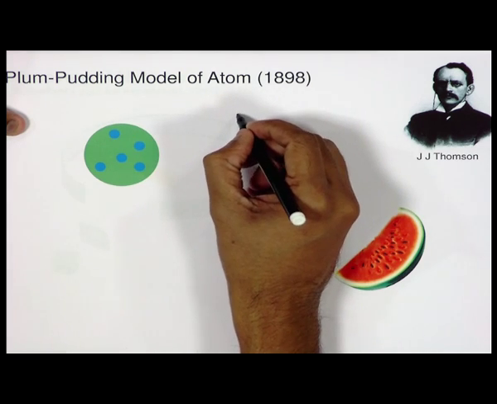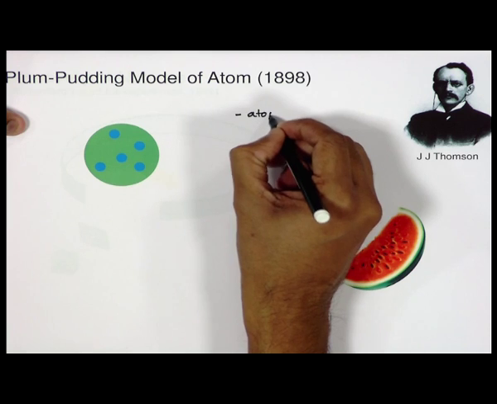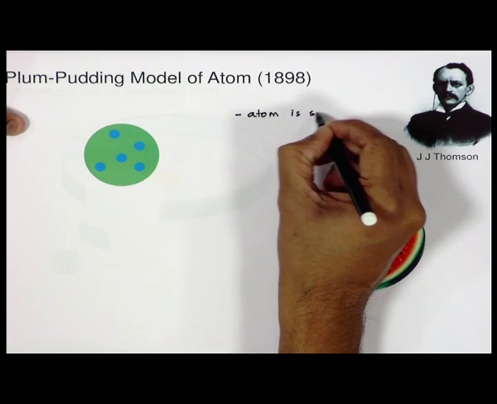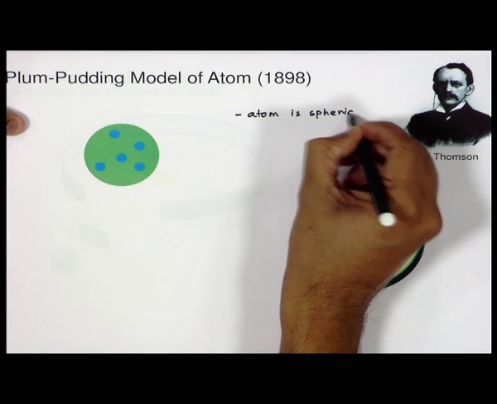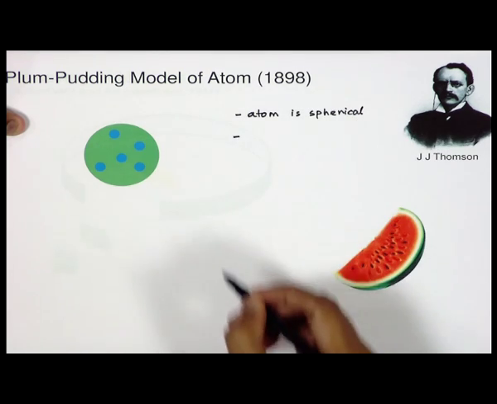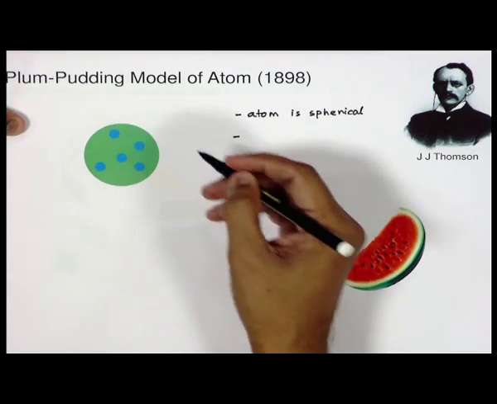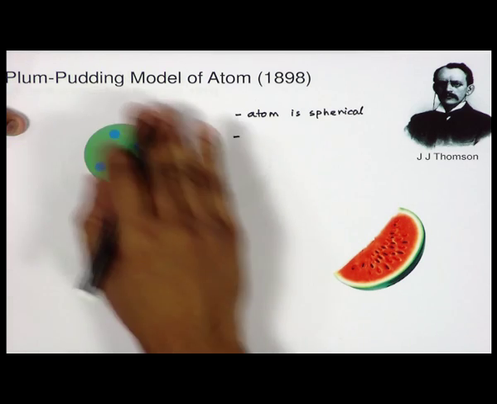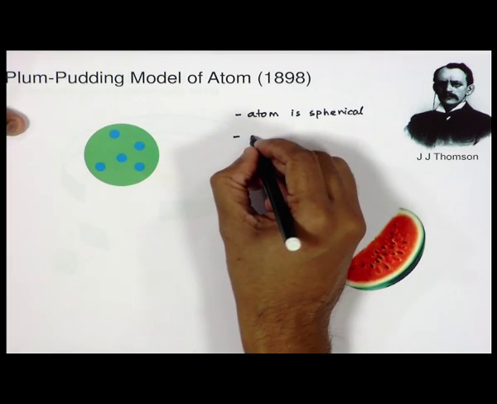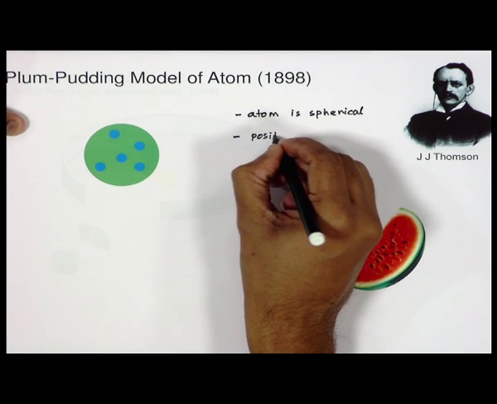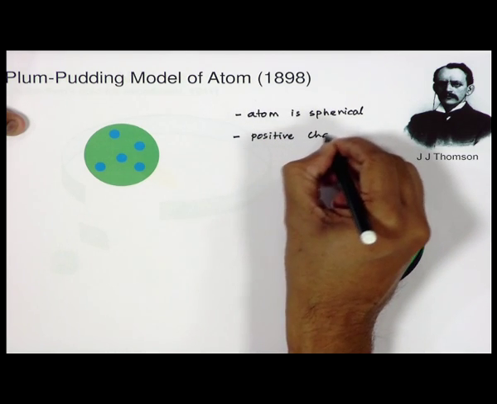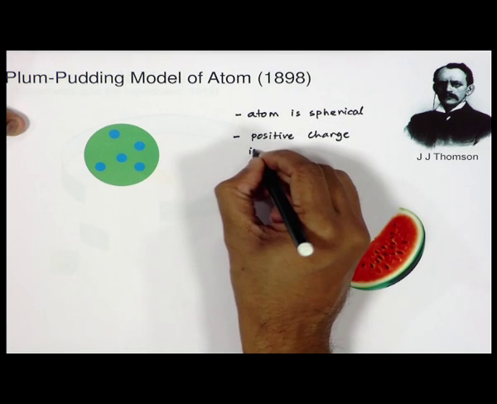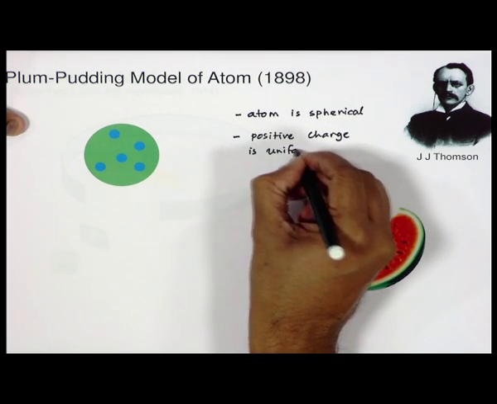So, he imagined that the atom is spherical. He said that the positive charge must be distributed uniformly over the atom. So, the positive charge is uniformly distributed.